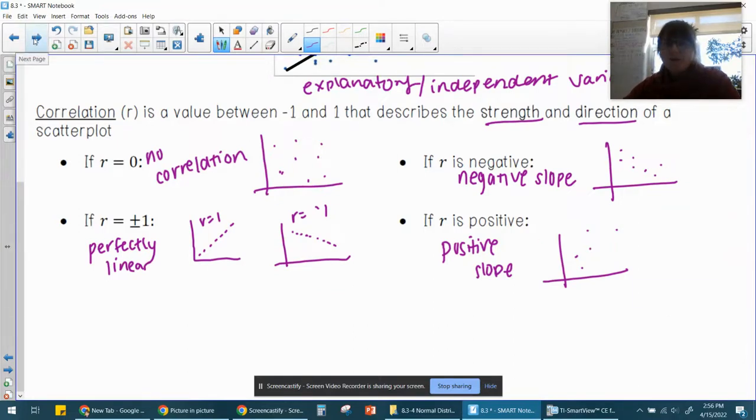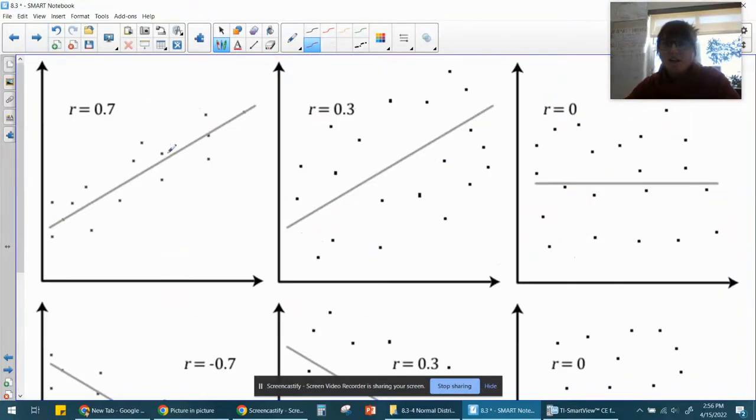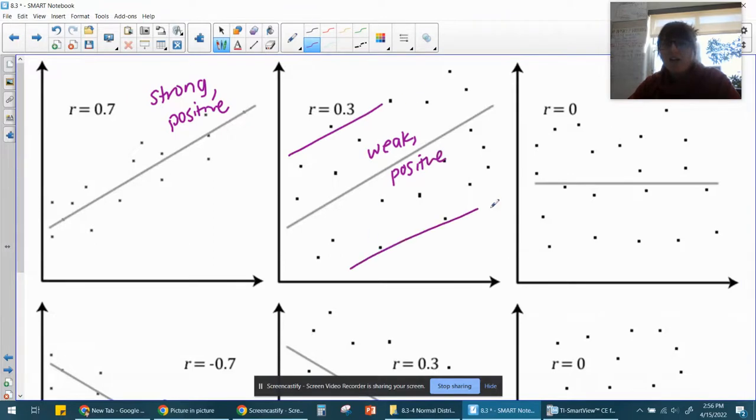You don't have to be able to understand what a 0.3 correlation is by looking at it, but here's just a few pictures. 0.7, that means it's trending upward and generally pretty strong. I'll say this would be a strong positive relationship. 0.3, that's more of a weak positive relationship. It's a general upward trend, but the data points are really spread out.